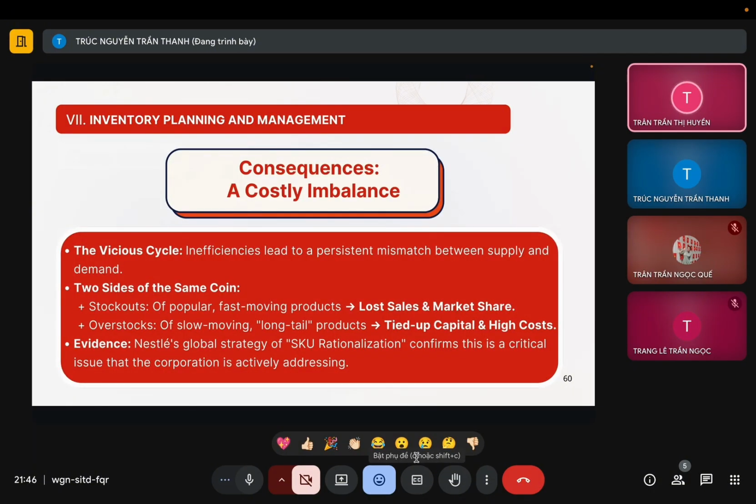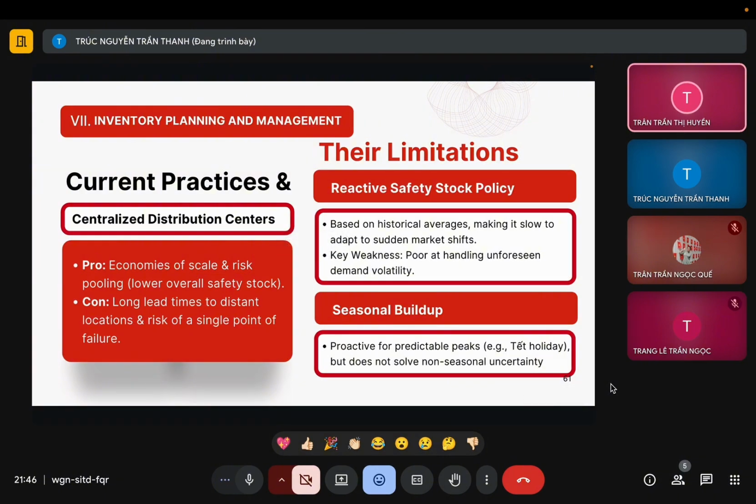So the consequence of this is a very costly imbalance. It's like two sides of the same coin. On one side we have stock-outs, and on the other side we have overstocks. So how does Nestlé currently manage the inventory? Their current practice is centralized distribution centers, and the limitation of this approach is a reactive safety stock policy and seasonal build-up.